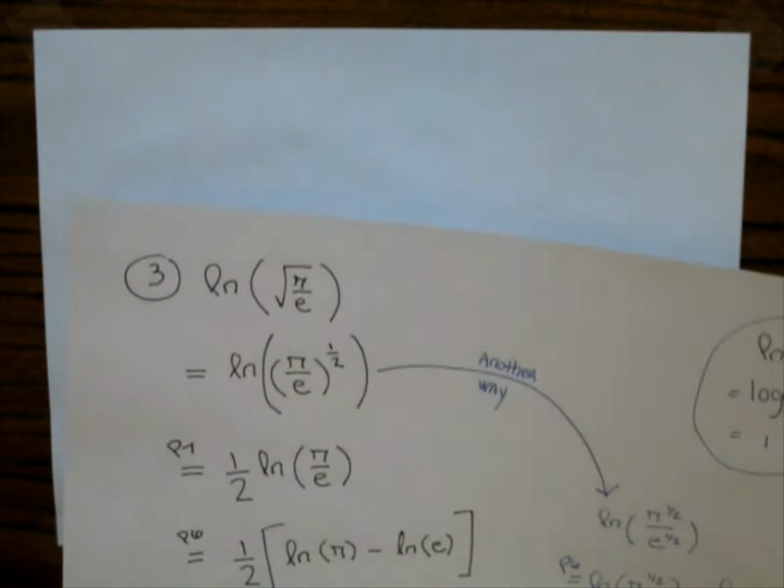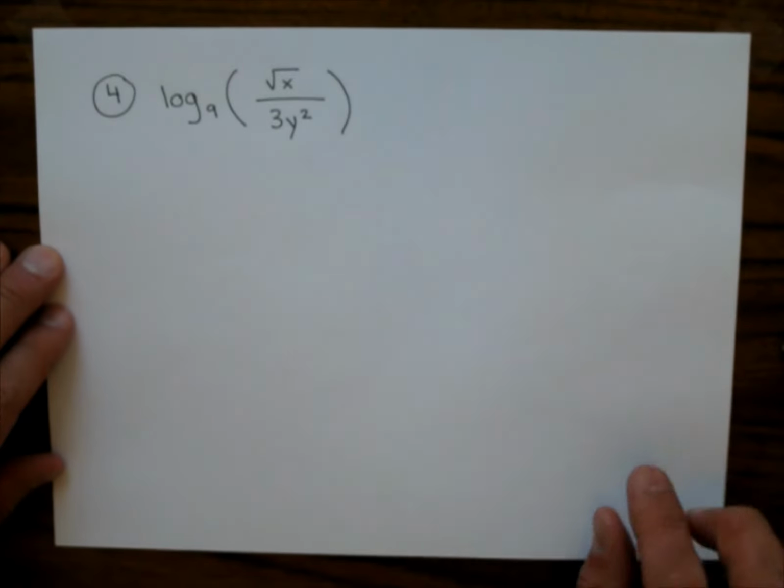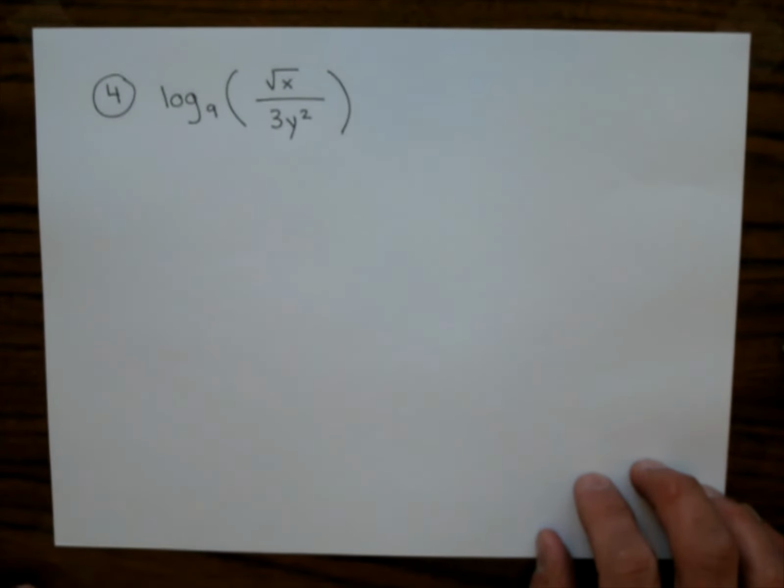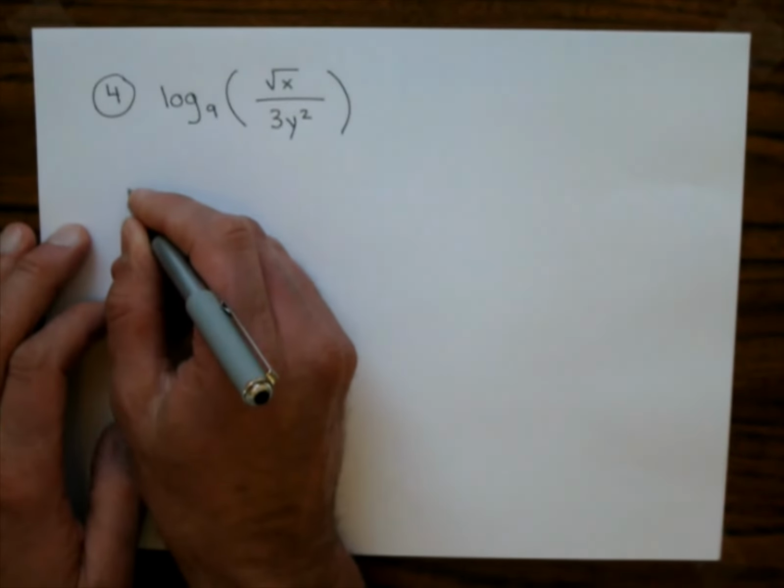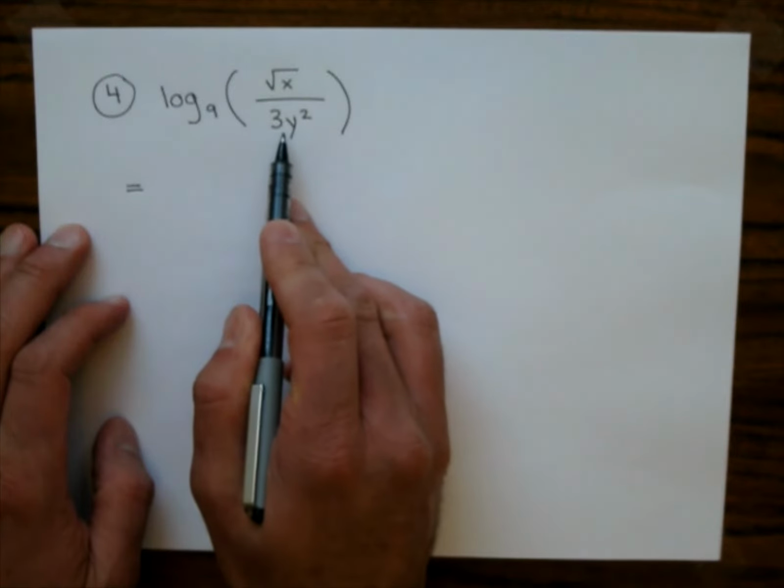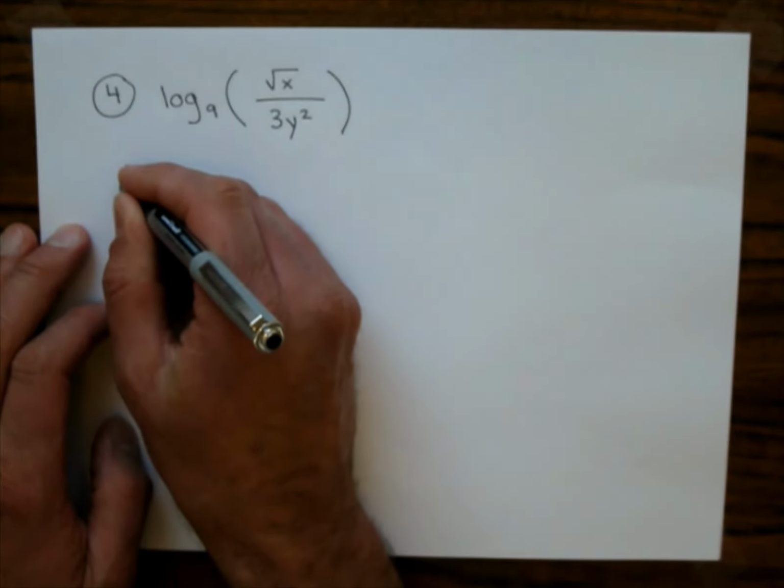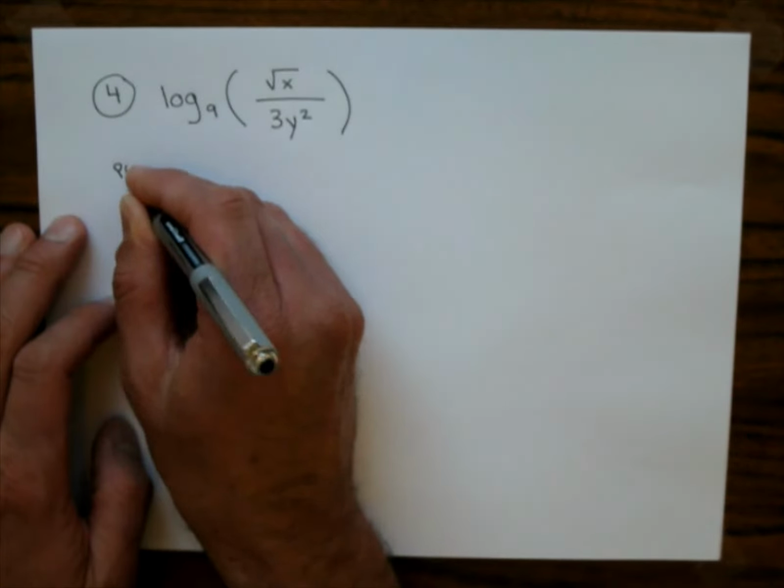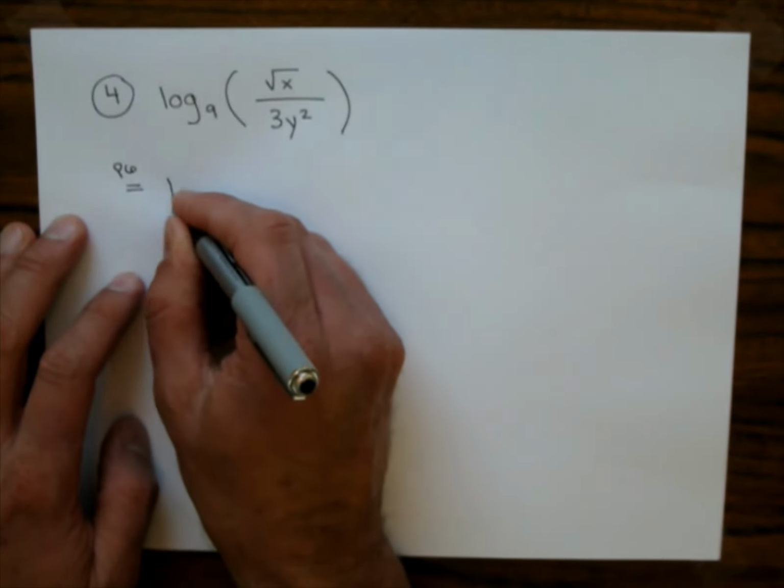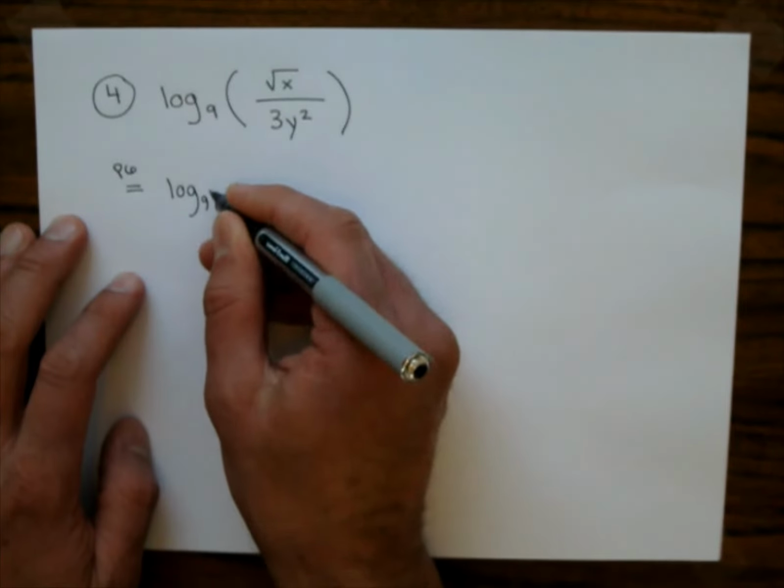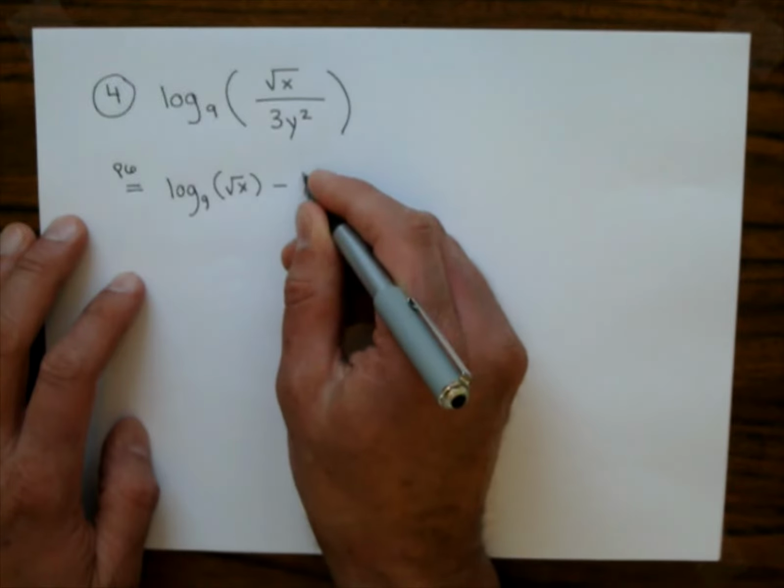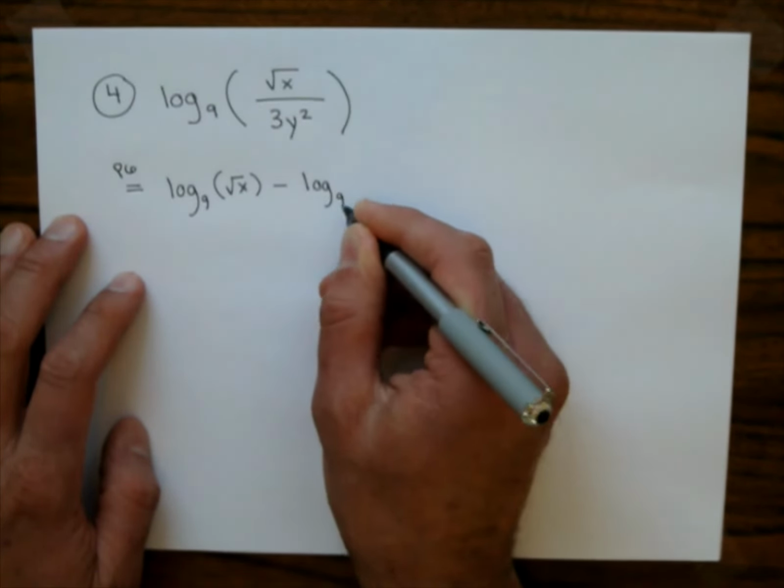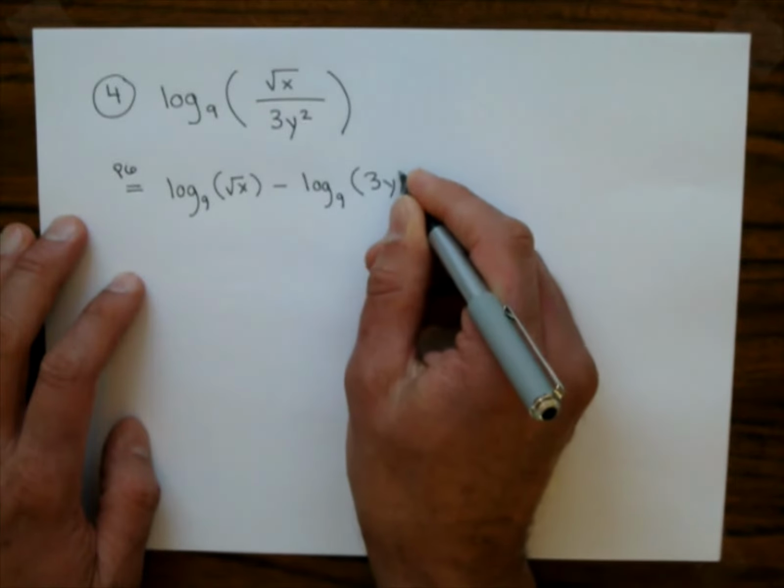Problem that has products, quotients, and powers, and roots. And what we want to do is expand the logarithm and simplify. So the big thing that I see is a quotient. So I'm going to use the quotient rule, which is property 6. And this says log base 9 of the top minus log base 9 of the bottom.